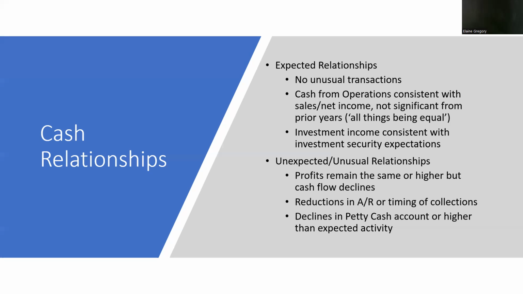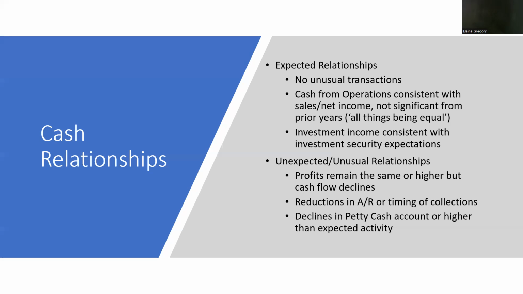We want to take a look at how cash from operations relates to and is consistent with the expectations from sales or net income, and is not significantly different from prior years. Now, prior years, all things being equal, and we know that year to year, all things are not always equal. So operations based on budget performance should be consistent with the expectations of sales and net income over the actuals.